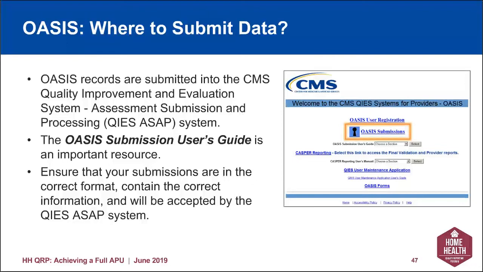Before your data can be submitted, you will have to be sure that your OASIS data is in the proper electronic format file, that is XML. It is important to receive training to ensure that your submissions will be in this correct format, that they have the correct information, and they can be accepted by the QIES ASAP system. Some agencies use their own software for submission that is part of their existing electronic medical record system. Some providers choose to use the Home Assessment Validation and Entry System, or the HAVEN software, which is a free software program available from CMS.